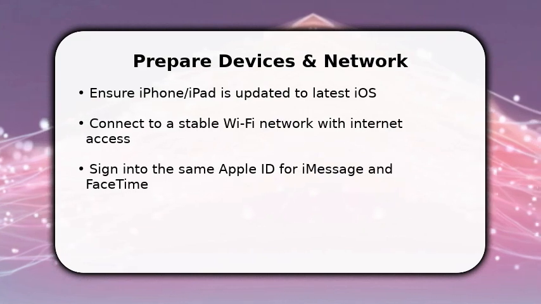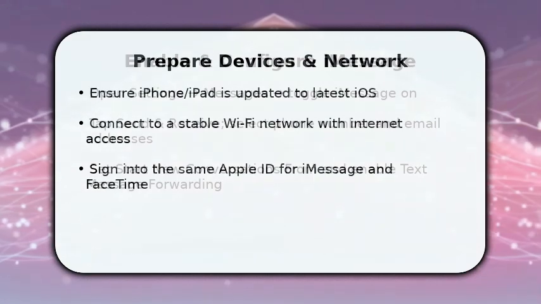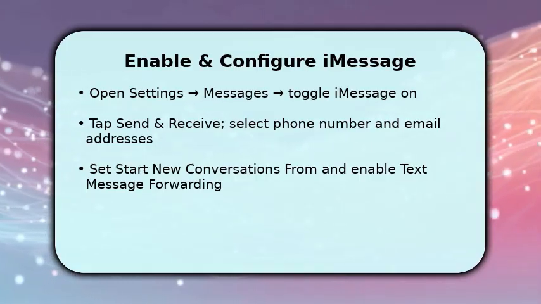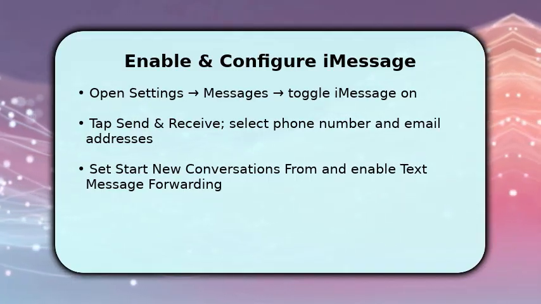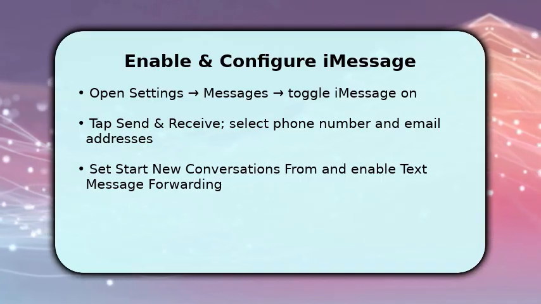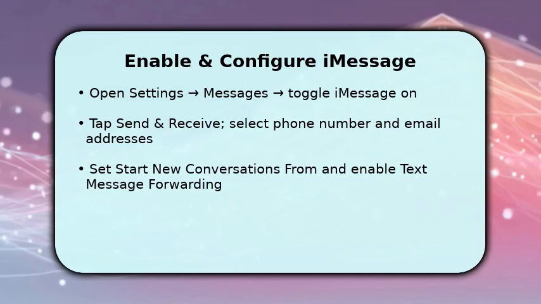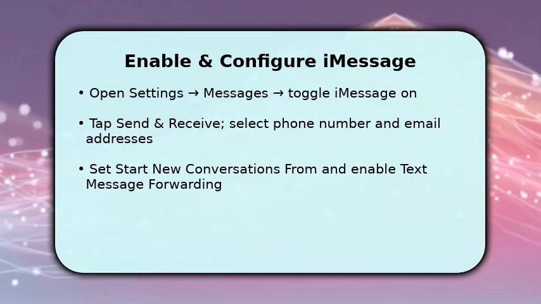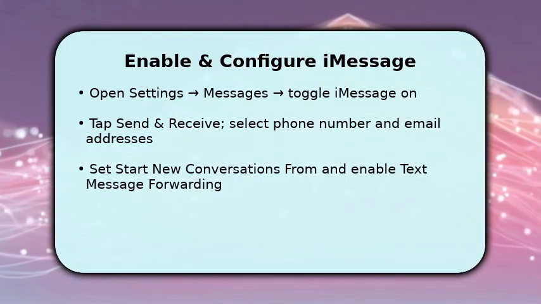Next, enable and configure iMessage so your accounts route correctly over Wi-Fi. You go to Settings, open Messages, and toggle iMessage on, then tap Send and Receive and select the phone and email entries you want reachable. Make sure Start New Conversations from is set to the preferred identity. If you use an iPhone with a Mac, enable text message forwarding so SMS and iMessage sync. These steps determine how messages are addressed and ensure continuity.